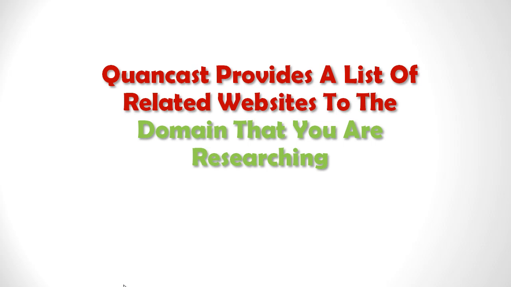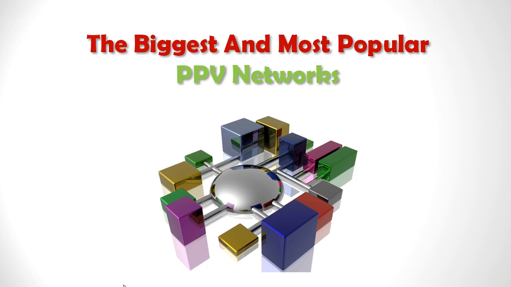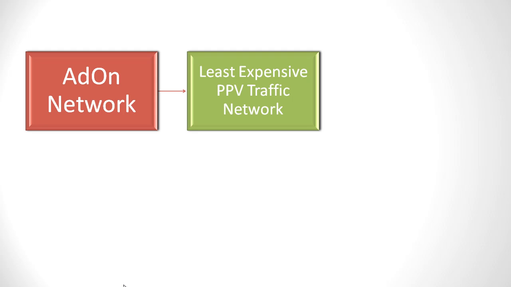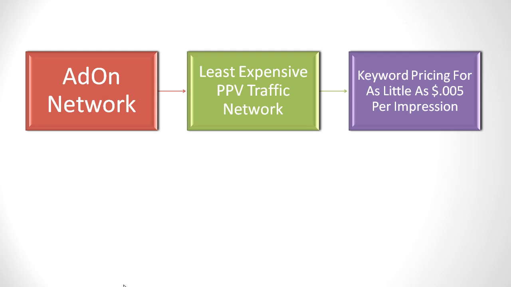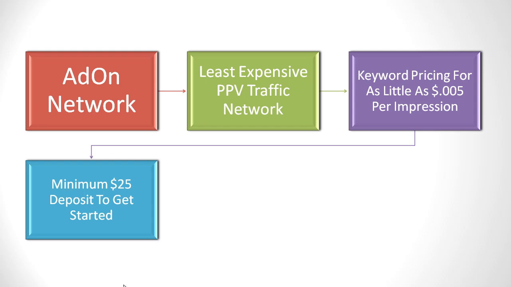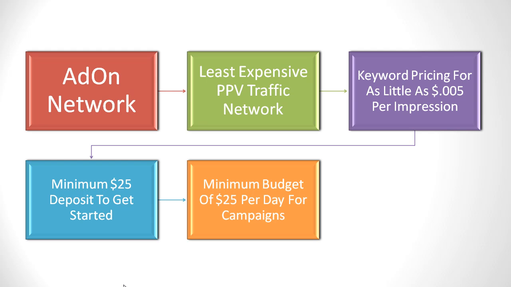Some of the biggest and most popular PPV networks are Add-On Network, probably the least expensive PPV traffic network. It offers keyword pricing for as little as 0.005 per impression, so your budget can go a long way with this network. It requires a minimum $25 deposit to get started and a minimum budget of $25 per day for campaigns.